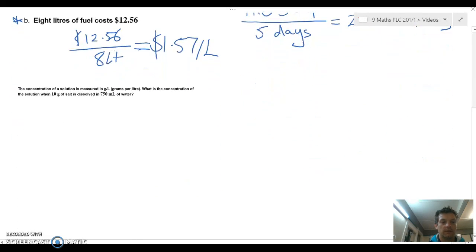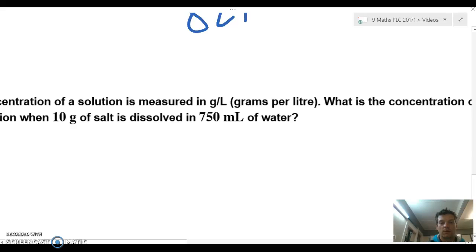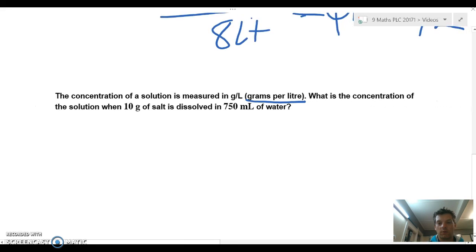Okay, so the next one, this is the last one we're going to look at today as an example. We've got the concentration of a solution, and we want to give the answer in grams per litre. So you can see we've got this g/L, and what's the concentration if we have 10 grams of salt per 750 millilitres of water. So just one thing that's a little bit tricky with this problem is that this liquid amount here is given in millilitres. We actually want to find it in litres, we can see there. Okay, so we just need to convert the millilitres to litres.